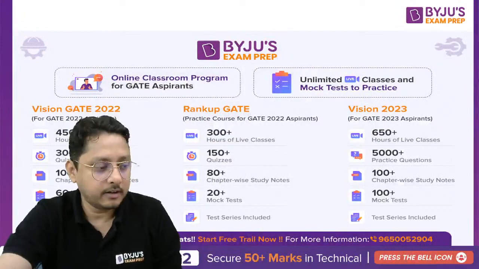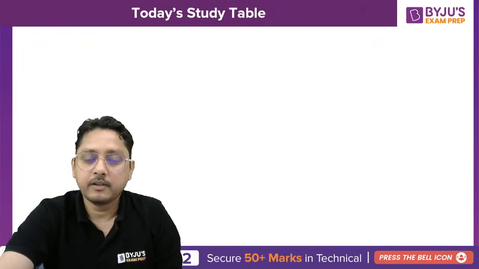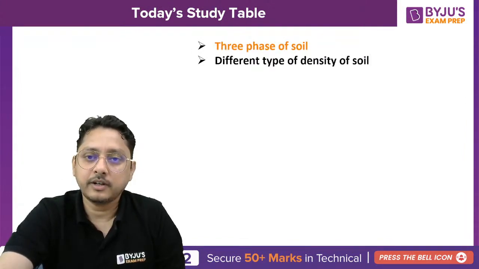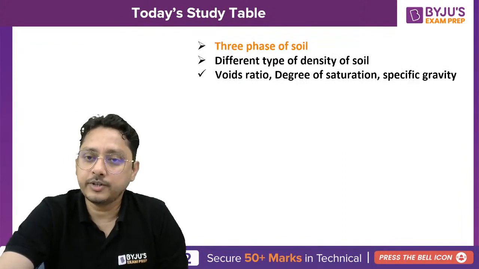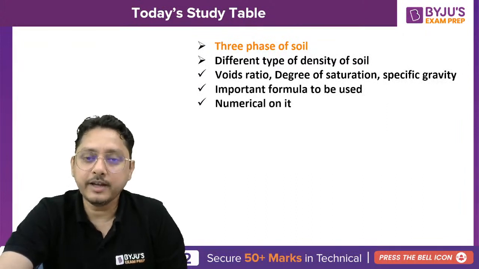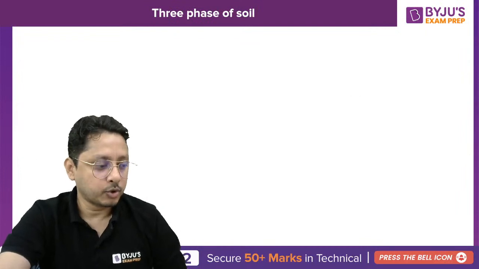Now, in the three-phase system of soil, what we are going to see today: the different types of density of soil, unit weight of soil, then the definitions of void ratio, degree of saturation, specific weight, then the important formulas which have to be utilized, and the numericals on it. Let us go through one by one.